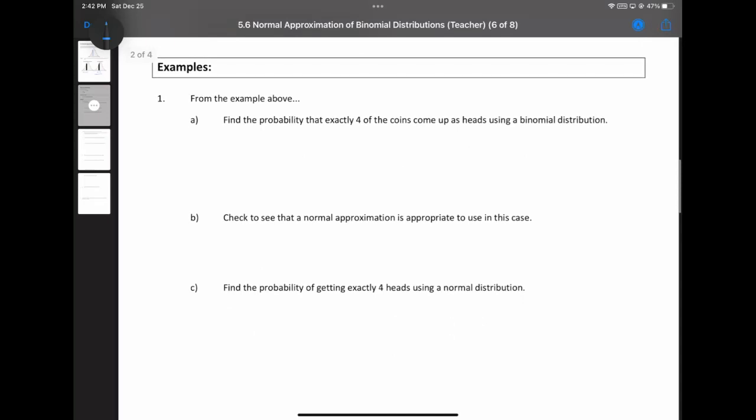Okay, so going back to the things that we had pictures for at the beginning, that was flipping 10 coins and looking for heads coming up. Let's find the probability that exactly 4 of the coins come up heads, and we'll use the binomial distribution. So this is actually going to give us the exact proper answer. So the probability that heads equals 4.